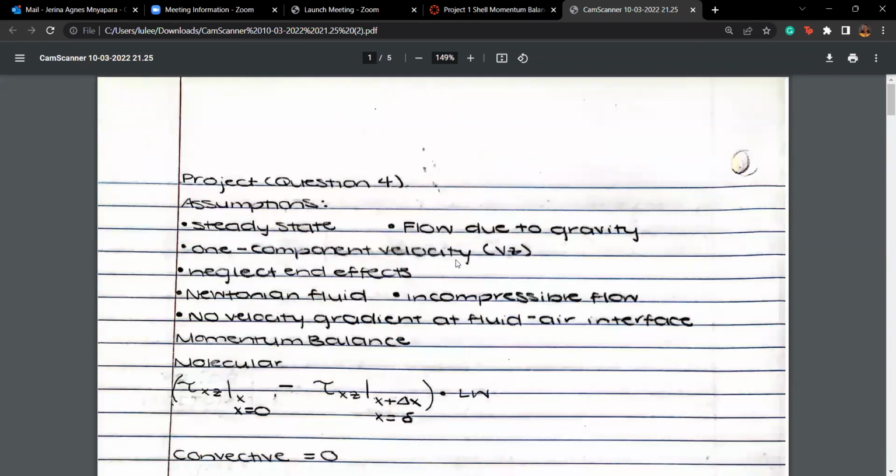So in this question, we came up with a few assumptions. First, we're assuming it's a steady state. There's a flow due to gravity, one component velocity, Vz, neglecting any end effects, Newtonian fluid, incompressible flow, and no velocity gradient at the fluid-air interface.